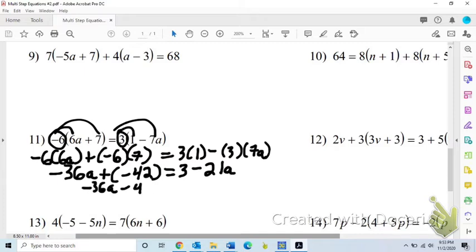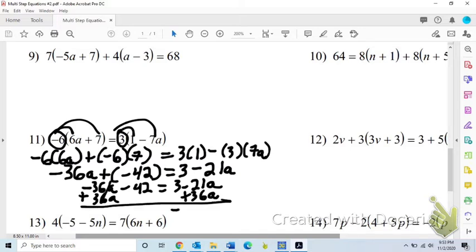Clean up my positives and my negatives. So we had plus negative 42, a plus and a minus together make a negative. So we have negative 36a minus 42 equals 3 minus 21a. So what we're going to do here is add 36a to both sides. By doing that, we make sure that my variable stays positive. It's easier in the long run. So we have negative 42 equals 3.